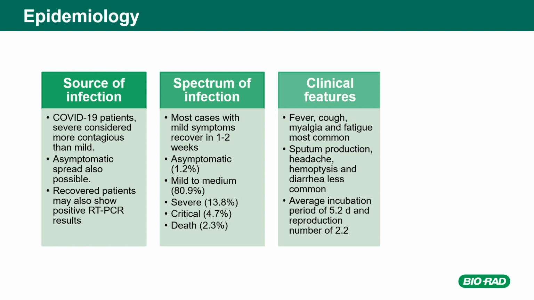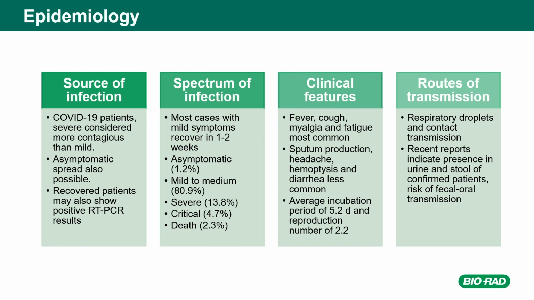The most common clinical features include fever, cough, malaise, and fatigue, with sputum production, headache, hemoptysis, and diarrhea being less common. This is a highly transmittable virus with an R0 of 2.2 in some populations, though CDC has settled on 2.5. For reference, seasonal flu has an R0 of 1.3, Ebola has an R0 of approximately 2, and MERS approximately 1.